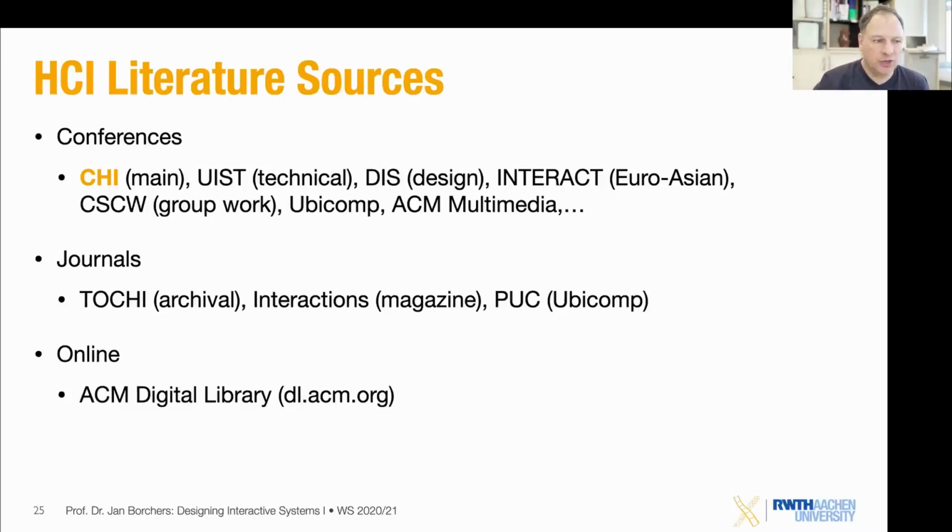Journals also: TOCHI, Transactions on Computer-Human Interaction, is the most important journal. It's an archival thing where you will find papers or articles that will last for 5 to 10 years maybe in terms of their validity.